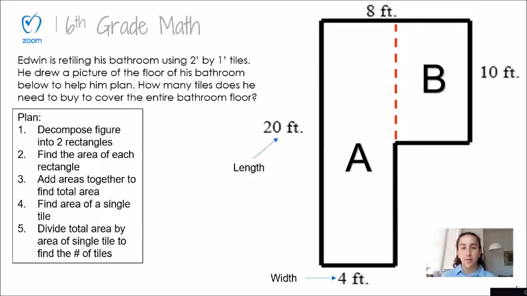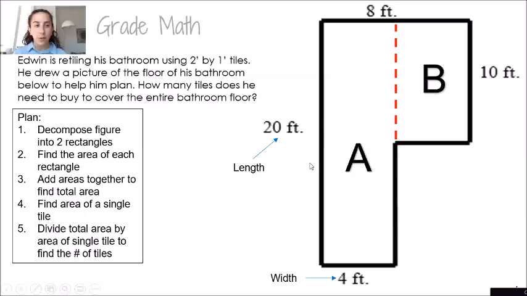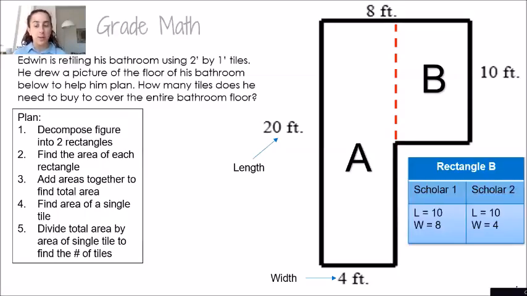Rectangle A is straightforward. We see that the length is 20 feet and the width is 4 feet. Pause the video and take 30 seconds. What are the length and width of rectangle B? I'm going to show you two different examples of a length and a width for rectangle B. Your thinking job is, which scholar do you agree with, scholar 1 or scholar 2?